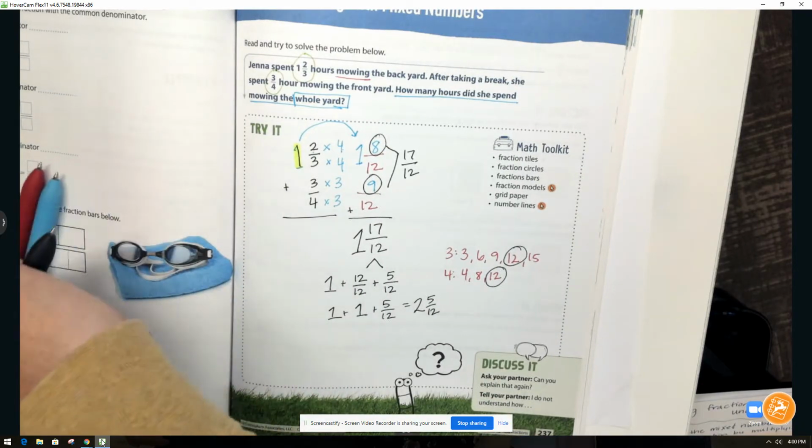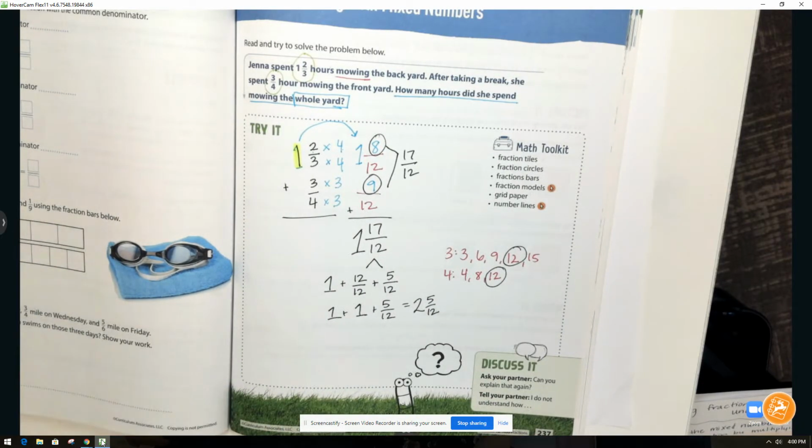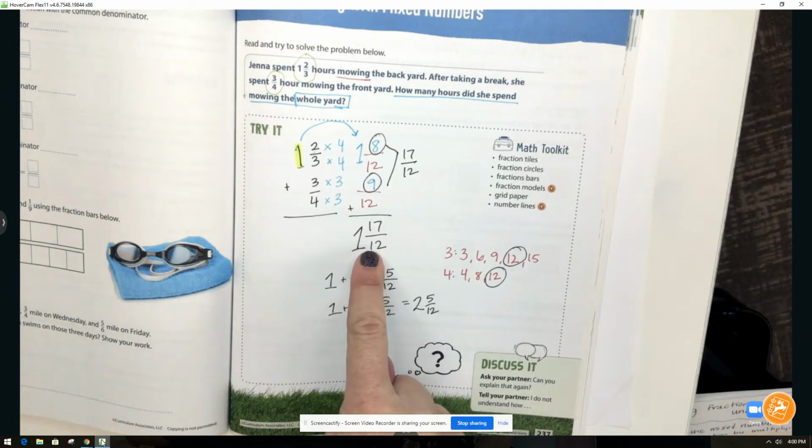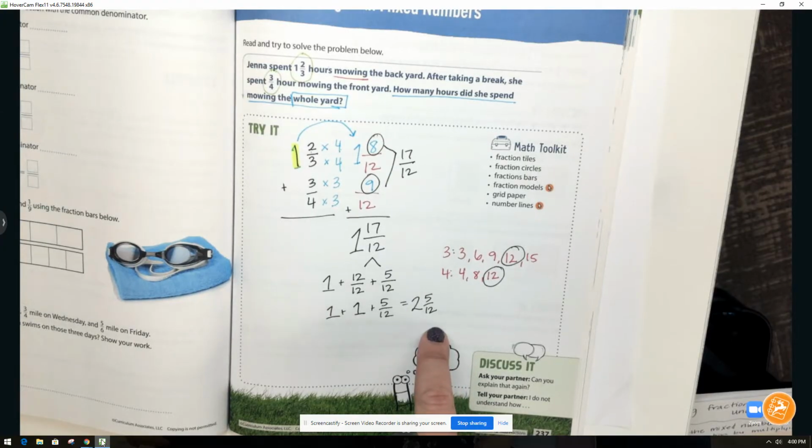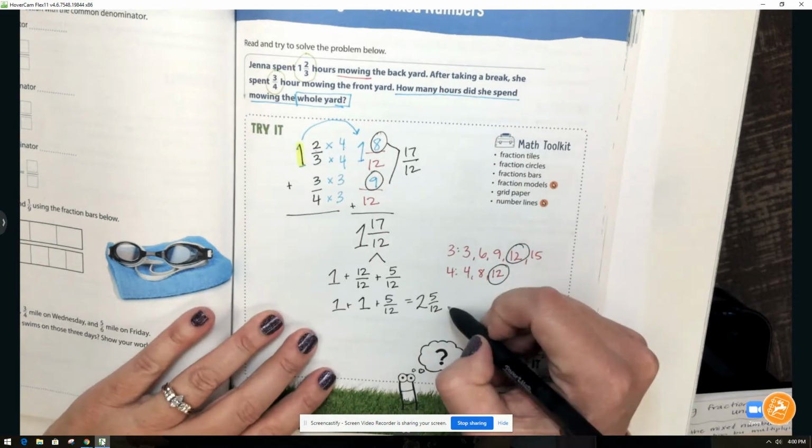We'll keep working on it, but I wanted to give you just an overview. So did you come up with the same solution I did? Maybe you just got to this step, which is totally fine. It wasn't a wrong answer. This just took it to the next step. So the answer is she spent 2 and 5 twelfths hours mowing the lawn.